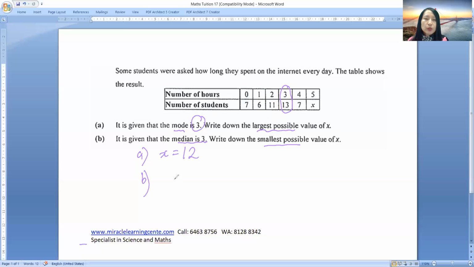So we add those on the left-hand side, 7 plus 6 plus 11 will be equal to, we have a middle number, then the rest of the numbers should be the same, which is 12 plus 7 plus x. So we know the smallest possible value of x will be 5.